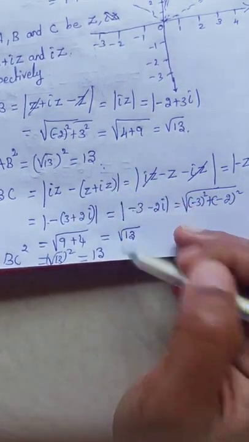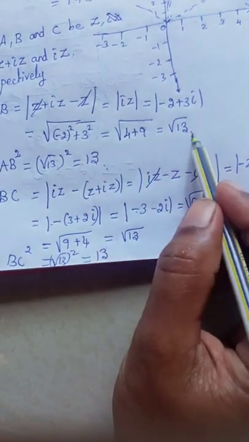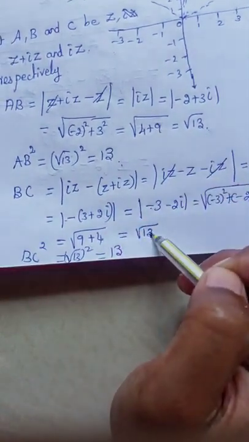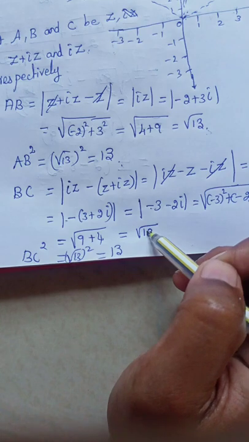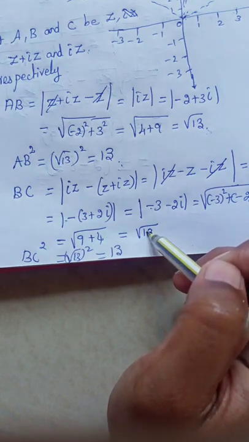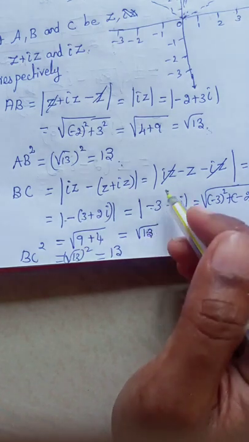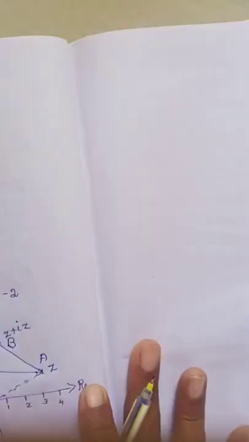Almost we have got it: two sides are equal, isn't it? AB is root 13, BC is also root 13. But in the question they asked for an isosceles right triangle, so we have to find the other side CA also.